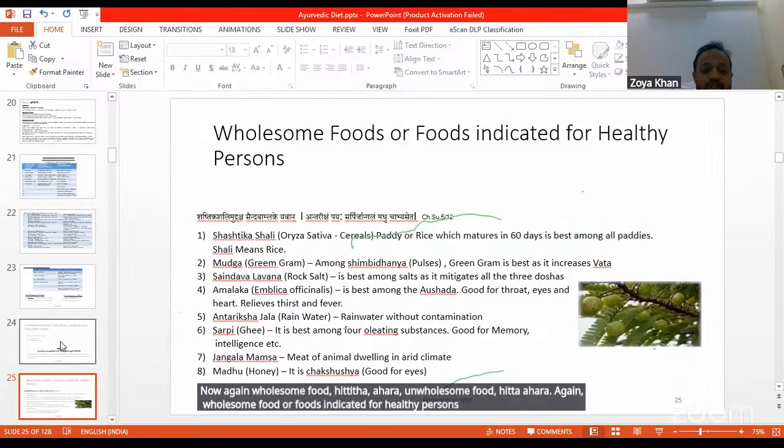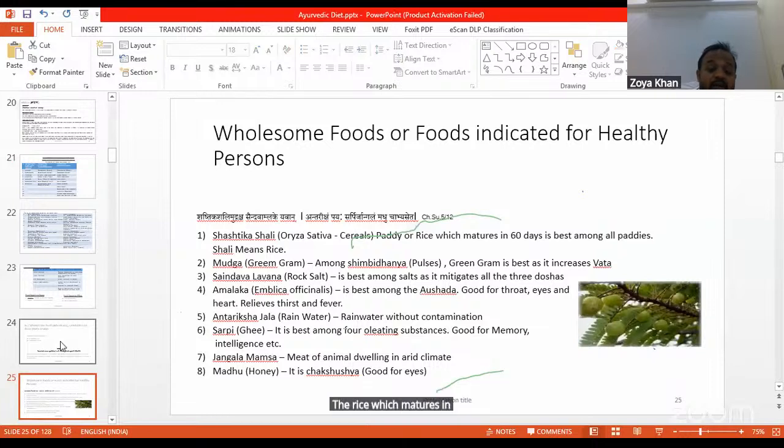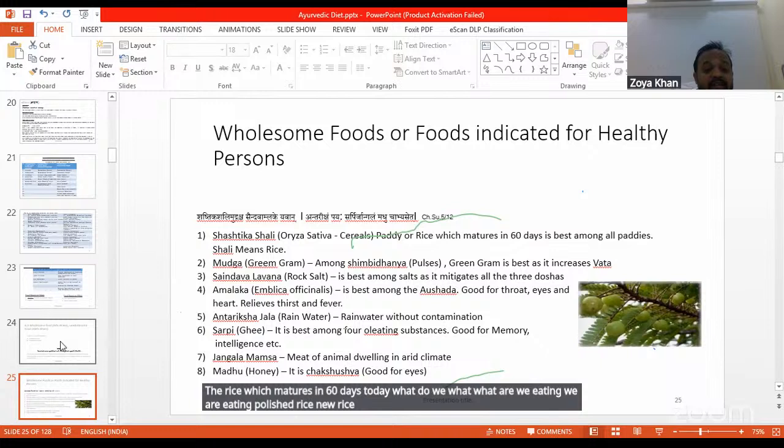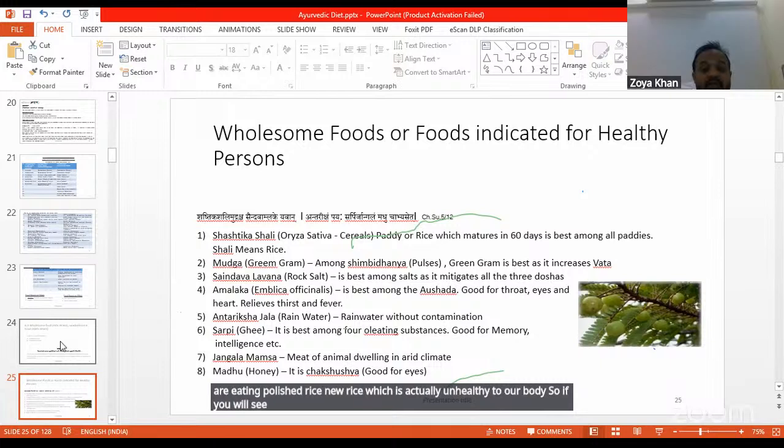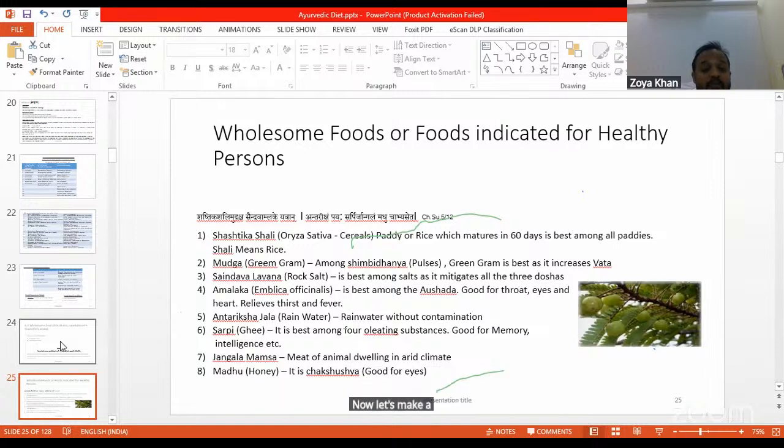Now let's understand Shashtika Shali, which is good for our health. These are the basic things. Shashtika Shali, that is paddy or rice which matures in 60 days, is best among all paddy rice. Today, what are we eating? We are eating polished rice, new rice, which is actually unhealthy for our body. Traditionally, it has been advised that Shashtika Shali, which matures in 60 days, is always best. So now let's make a habit and go back to our tradition and follow these healthy diets so that we maintain our body.